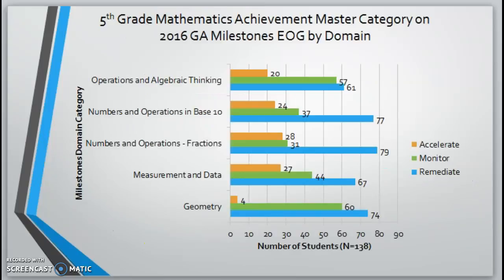When looking at fifth grade MTA students' master category achievement on the math Milestones end of grade assessment for 2015-2016, 3 domains show up as areas of weakness for students due to the number of students in the remediate category: numbers and operations in base 10, numbers and operations with fractions, and geometry. Within these 3 categories, it is interesting to note that numbers and operations both also show the highest number of students in the accelerate category, while geometry has the overall lowest number of students in the accelerate category.